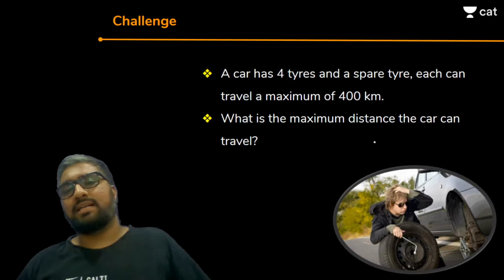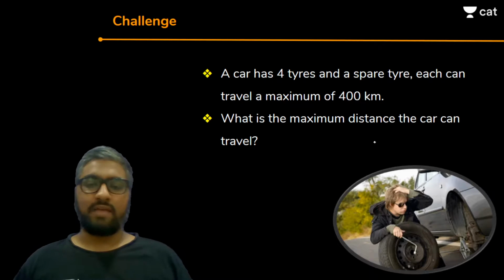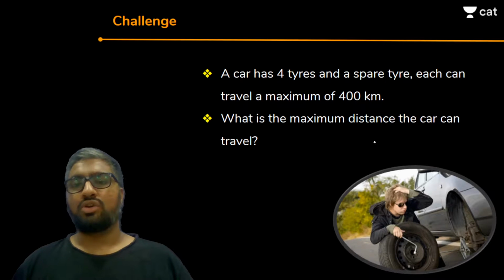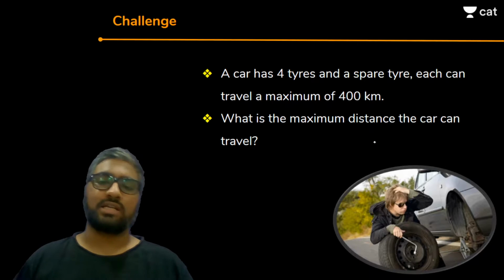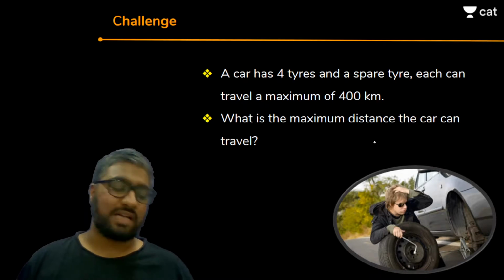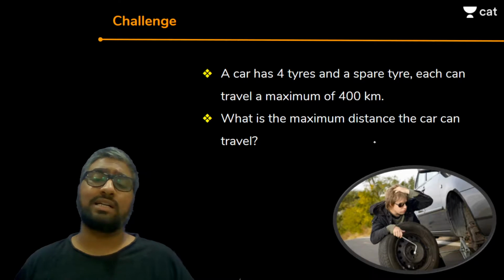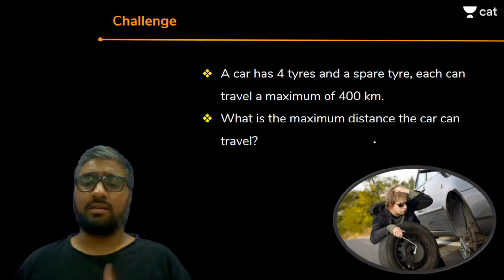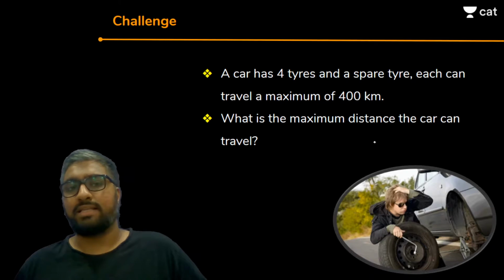The question says a car has four tires and a spare tire, which is really understood, right? Every car has four tires, but this one has a spare one. So totally there are five tires, and each of them can travel a maximum of 400 kilometers. The question is, what is the maximum distance the car can travel, without having to use a sixth tire, shuffling between these five tires?